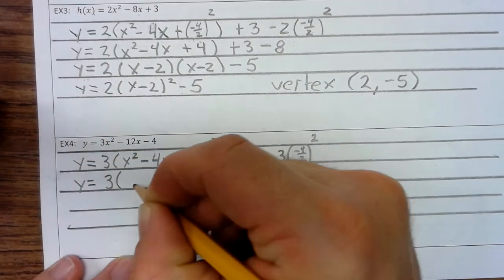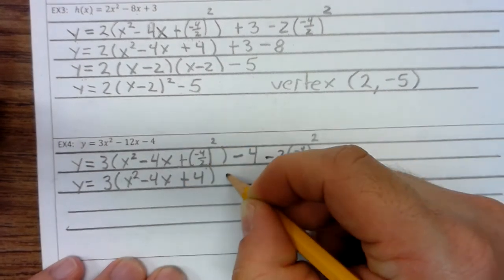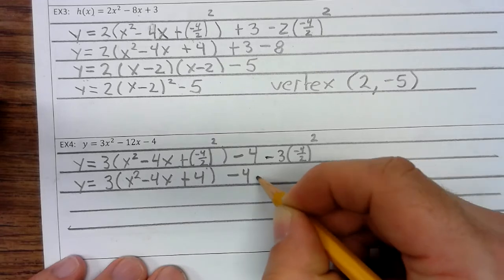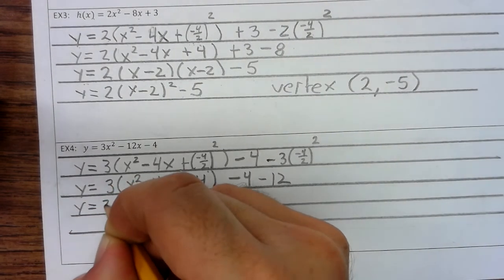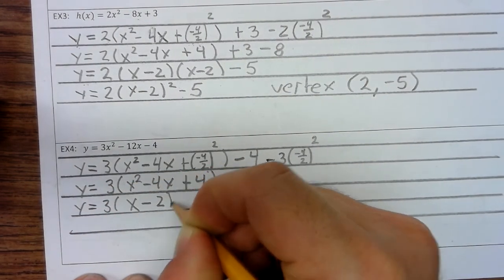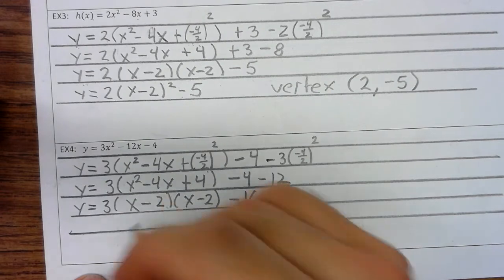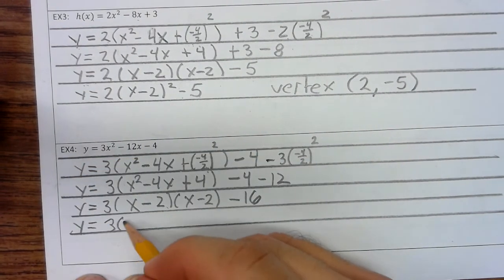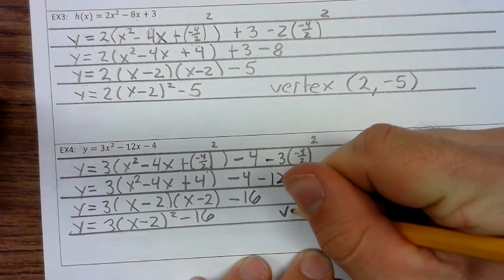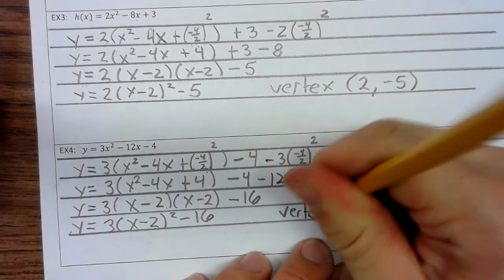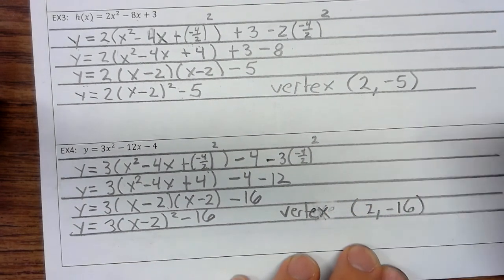So then y equals 3 x squared minus 4x. Negative 4 divided by 2 is negative 2. Negative 2 squared is 4, so plus 4 minus 3 times 4, which is 12. Okay, then we factor, so y equals 3 x minus 2, x minus 2, because negative 4 divided by 2 is negative 2. And then minus 16. And we know this is squared, so y equals 3 x minus 2 squared minus 16. So now it's in vertex form. So the vertex is x minus h. So 2 comma negative 16.